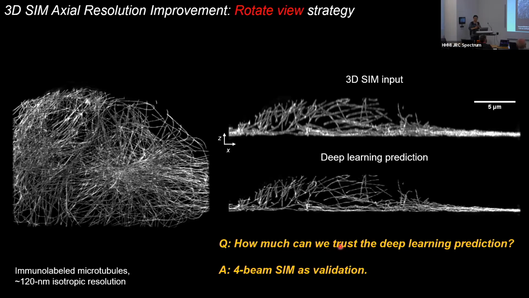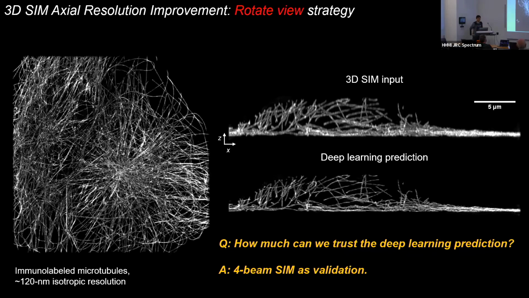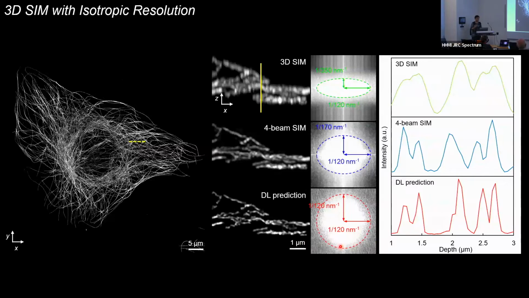The answer is, luckily we have the full beam SIM as previously invented, right? Then we can use the full beam SIM with near-isotropic super resolution to validate whether the deep learning prediction is correct or close to correct or not. So we first compare the same microtubule sample produced by 3D SIM, which has 360 nanometer axial resolution, full beam SIM, which has 160 near-isotropic axial super resolution, and deep learning prediction.